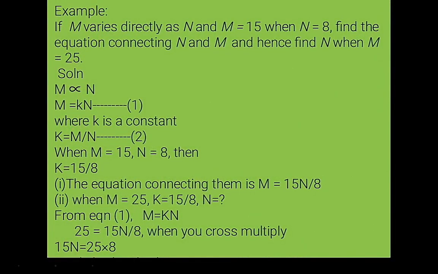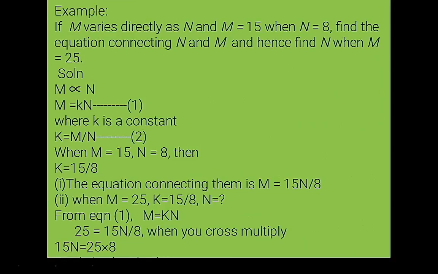Number 2, when m equals 25, k equals 15 divided by 8, n equals unknown. From equation 1, m equals kn. You can actually solve it from any of the equations, but I've chosen to solve mine from equation 1. So 25 equals 15n all over 8. The 25 here represents m.